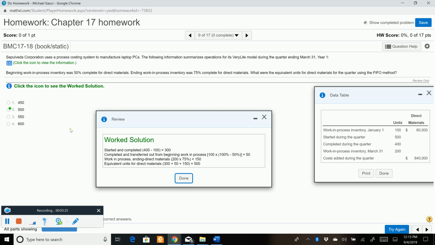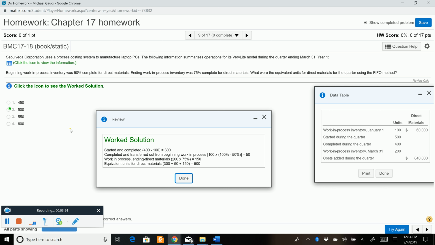So what was given to us? Well, we have 100 units in the beginning WIP, $60,000 in materials. We started 500 more units during the month. So that means we have 600 units to account for. The beginning WIP of 100 plus 500 we started. So we need to account for 600 units. Out of those 600 units, we know 400 of them were completed during the quarter. That means there's 200 remaining in ending WIP.